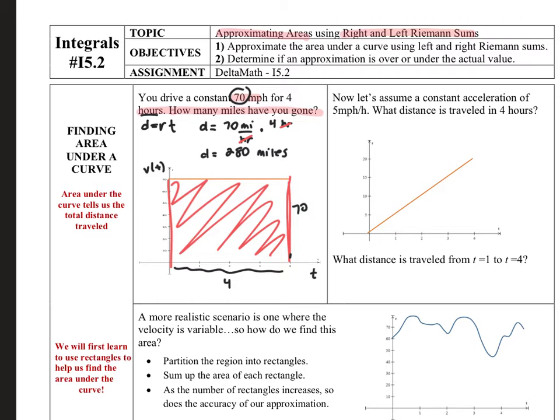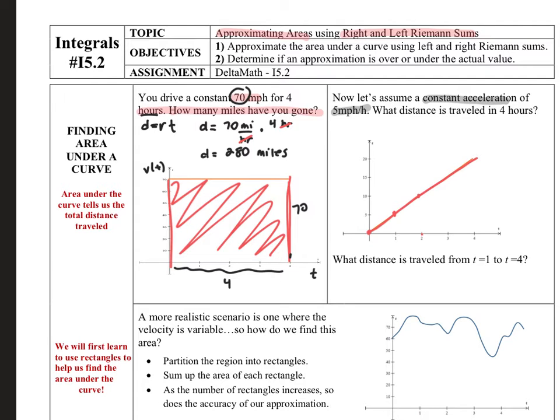The next one says we're going to assume now a constant acceleration of 5 miles per hour. So for each hour, my velocity is going to increase 5 miles per hour. Starting at 0, at the first hour, I'm going to increase 5 miles per hour, and that's why you see that velocity is now at 5. In the second hour, I'm going to go up another 5 miles per hour, so now I'm at 10, and so on. And it creates this linear graph. Because this is not a constant velocity, it's a constant acceleration, d equals rt actually gets me nowhere as far as finding my total distance traveled.